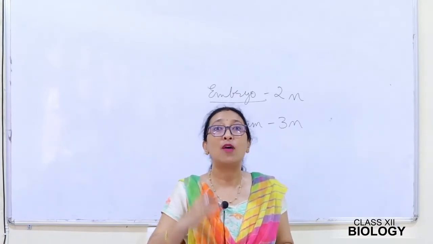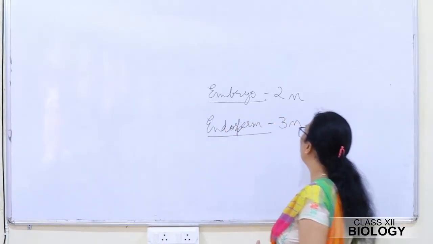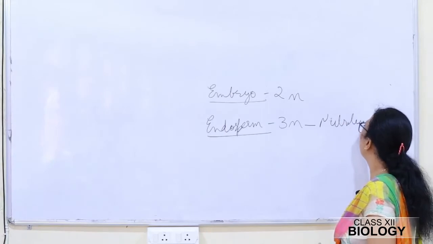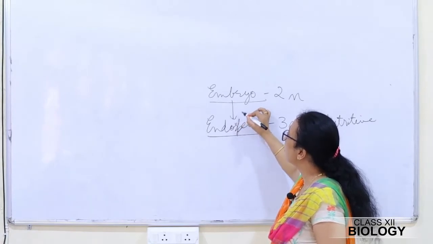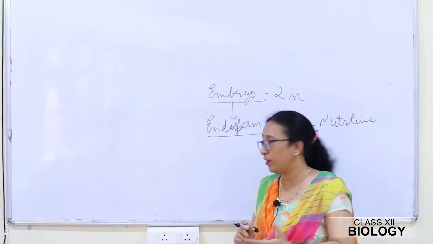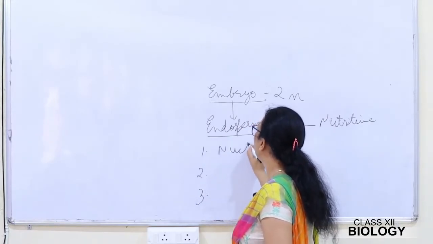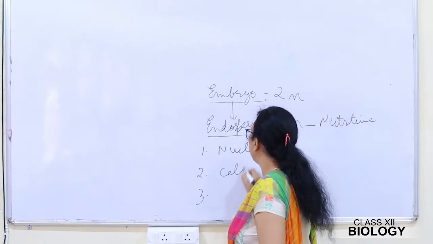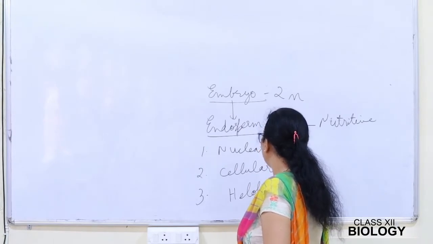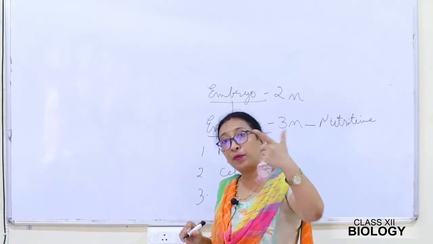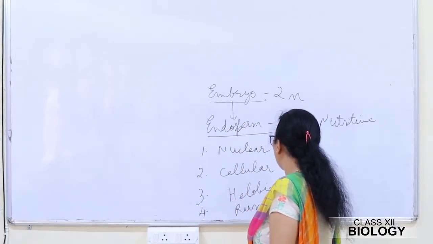Prior to that, we will see what an endosperm is and what the types of endosperm are. So endosperm, we know, is a nutritive tissue on which the embryo will grow. The embryo will take this endosperm and then further development of the embryo will take place. There are three types of endosperm, that is nuclear, then cellular and the halobial. In some books there is mention of ruminant endosperm also.